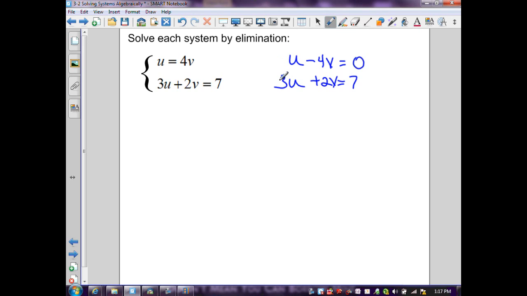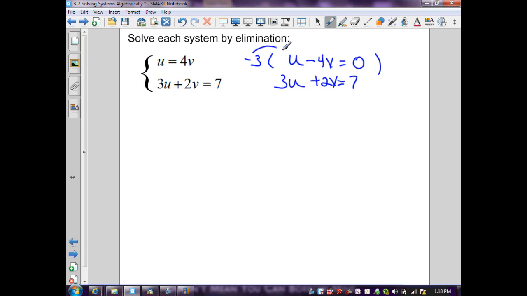If I want to eliminate the u, I would multiply the top by a negative 3. That would give me a negative 3u and a positive 3u on the bottom. They would eliminate. Or I could multiply the bottom equation by a positive 2. And that would give me a positive 4 on the bottom and a negative 4 for the top equation, and the v's would eliminate. It's your choice. I'm going to multiply the top by a negative 3.